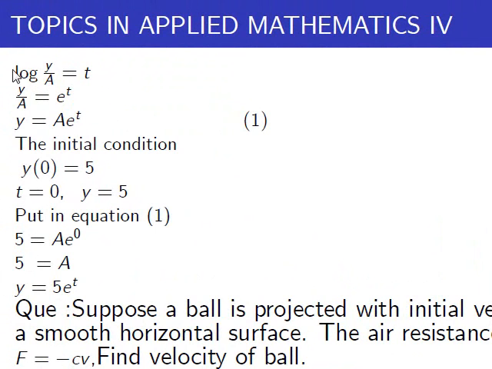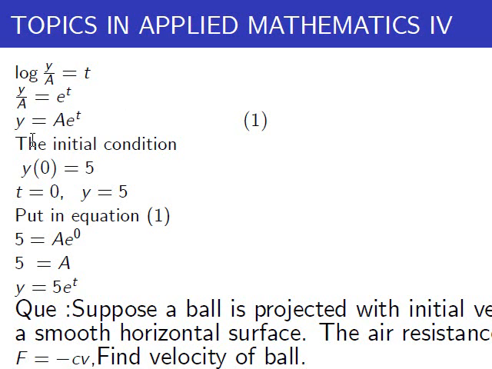Now we remove the logarithm on the left hand side. Its reciprocal is the exponential function, that is, y over A is equal to e raised to power t, and we multiply by A: y is equal to A e raised to power t. This is equation number 1. We have obtained the solution of the differential equation, but there is a problem with the unknown constant A.